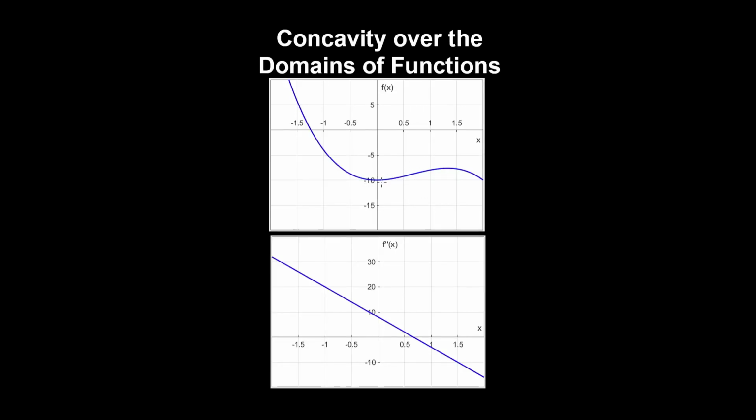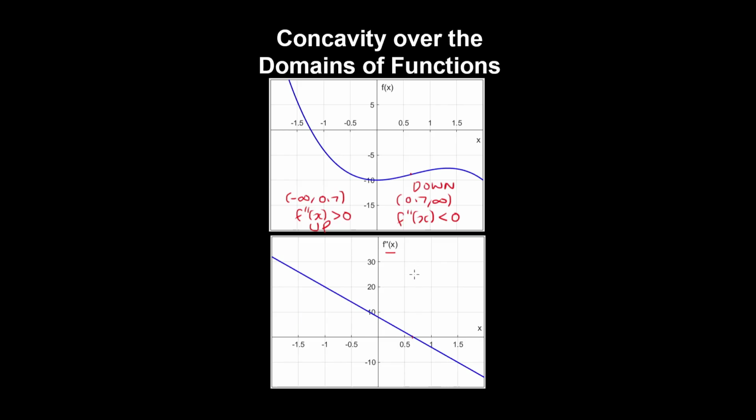We can use a second derivative to determine the concavity of a function over its domain. So if we look at the open interval from minus infinity to 0.7, the second derivative is positive. So therefore the graph is concave up. And over the open interval from 0.7 to infinity, the second derivative is negative. So therefore the graph is concave down.